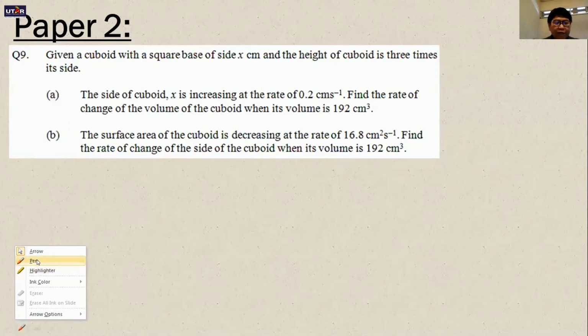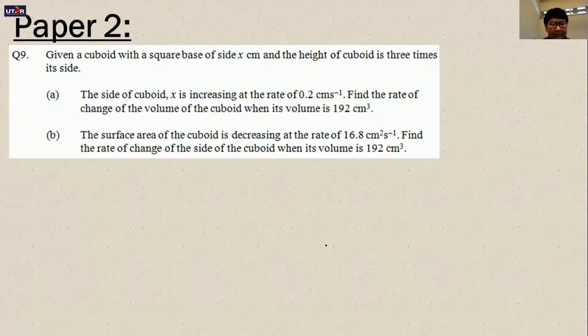So the rate of change means you are going to differentiate with respect to t, time, right? Involve time. So the denominator of the first derivative will always be over dt, divided by dt. Okay? So read the question, what the question wants. Given a cuboid with a square base, with the side of x cm, and the height of the cuboid is 3 times the side.